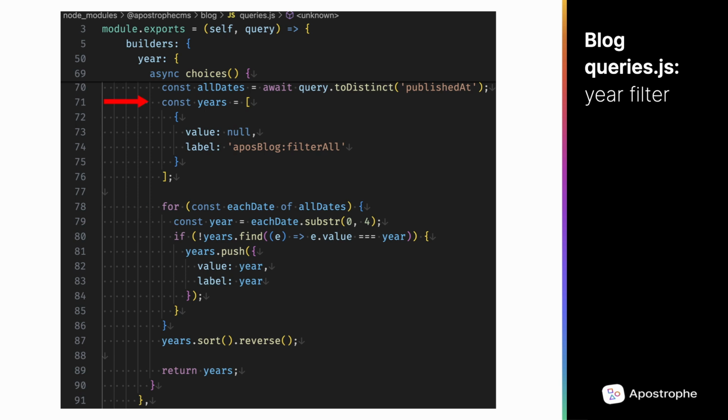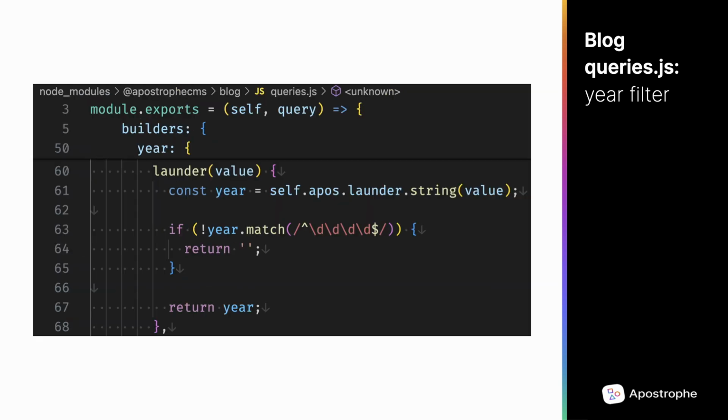Additionally, in order to allow the user to remove the year filter and have blog articles from any year appear, the years array is defined with a first item that passes null as a value to the finalize method. The launder method in this case passes the date through the @CMS launder module string method. It then takes a sanitized string and uses the JavaScript match method to test that the value is a valid 4-digit year.